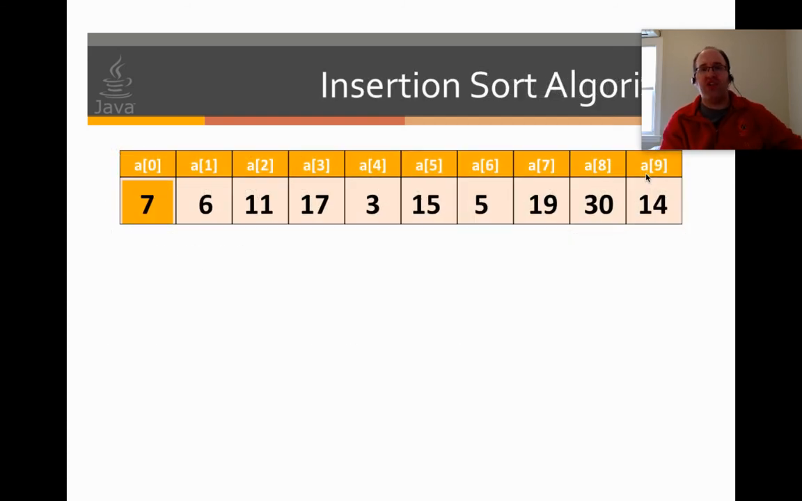Next is called the insertion sort. We are basically going to divide this list into a sorted portion and an unsorted portion. So right now, I'm going to say that anything that's highlighted in orange is currently sorted, and anything that's in light pink is going to be not sorted. So right now, let's assume that the 7 is in its proper position.